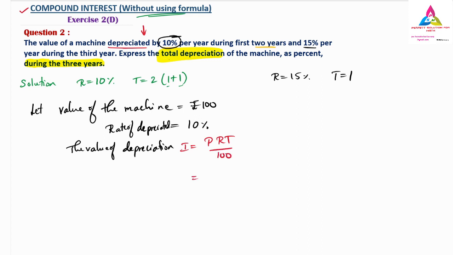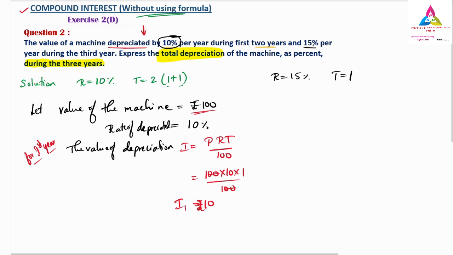So this is for the first year. For the first year, the P value we don't know actually, so we have taken 100. The R value is 10 and the time is 1 year, because we are finding only for the first year. So the zeros get cancelled, remaining is 10 rupees. That is the 10 rupees decrease for the first year when the principal amount is 100. We don't know the actual value of the machine, so let us assume it is 100. So this is the first half.